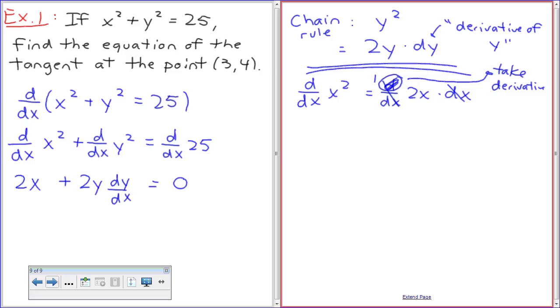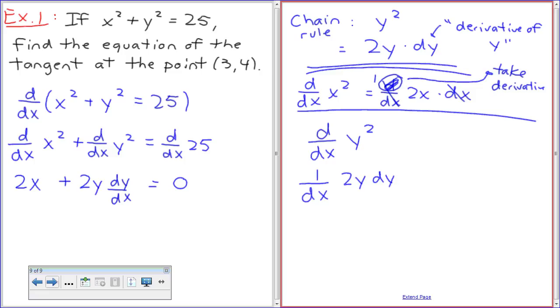I think of it like we're doing a chain rule, right? It's just the derivative of y. Okay, so then what I was left with, I started with d by dx of y squared. The d just means take the derivative, so that changed to 1 over dx times 2y dy, which is 2y dy by dx. Okay, that's the logic behind it.